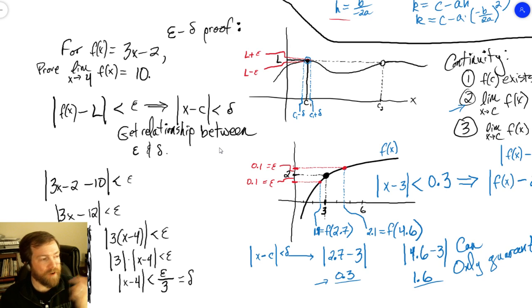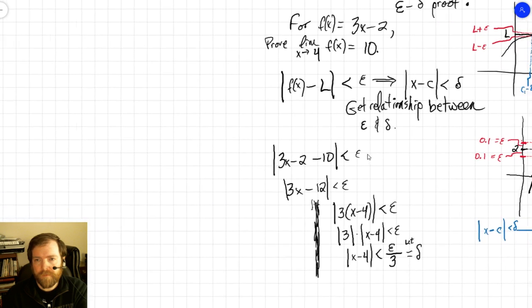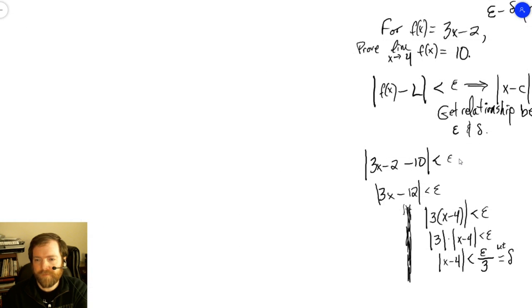Which we can now let delta be equal to epsilon over 3. So the relationship that exists between these two things is now that epsilon over 3 is equal to our delta. Then we have to go backwards. Part 2.